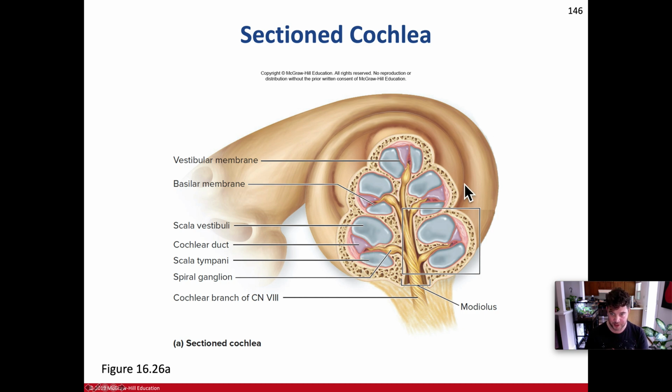So they detect sound. Again, as sound waves travel up this spiral, the fluid vibrates and they stimulate hair cells. Those hair cells transmit their signal from these fluid-filled chambers. They release their neurotransmitter, and then it travels down this cochlear nerve.